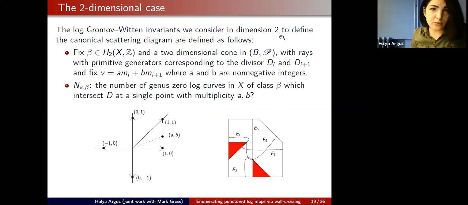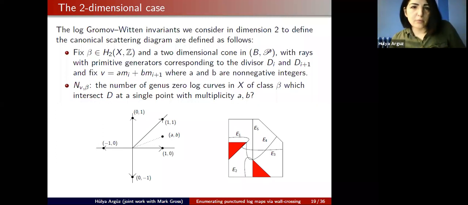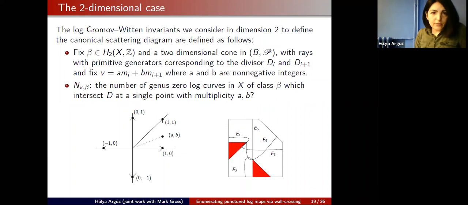If we fix beta in H2(X), a two-dimensional cone in the tropicalization with rays with primitive generators corresponding to divisors di and di plus 1, and I will denote by mi the primitive integral vector generating these rays, and we fix v equals a mi plus b mi plus 1, where a, b are non-negative integers. Like I illustrate a, b here inside in the interior of the cone, they can also be in the rays. So if a or b are non-zero, these rays will lie in the rays of my picture. And I denote by mv beta the number of genus 0 log curves in X of class beta which intersect T at a single point with multiplicity A and B.